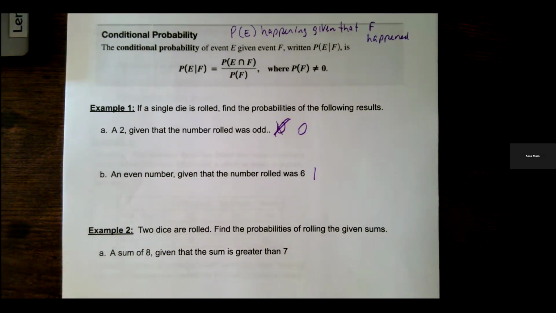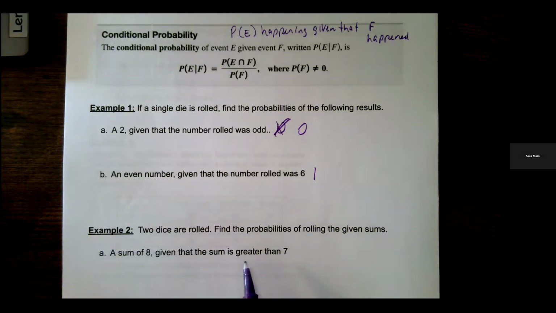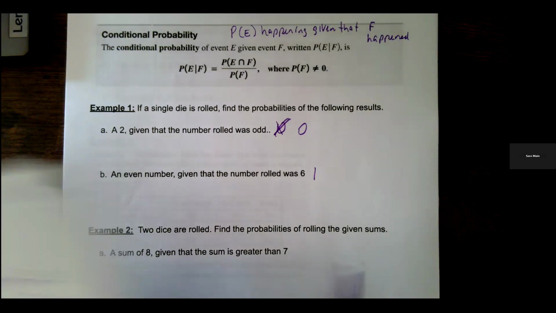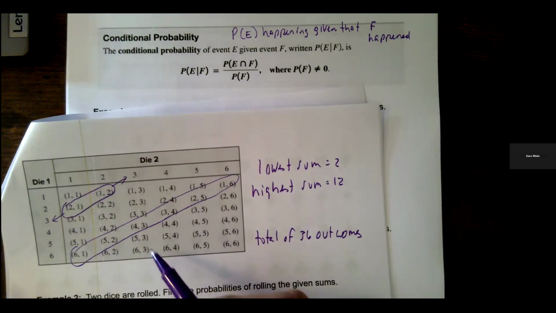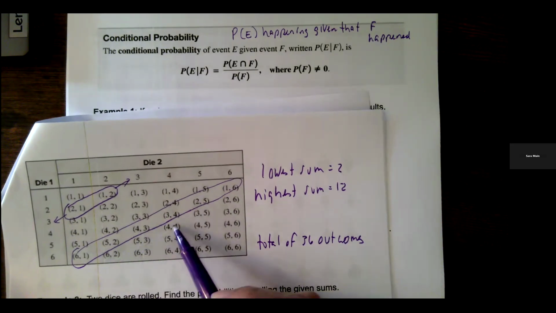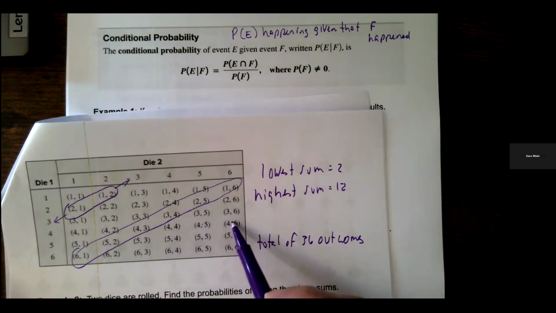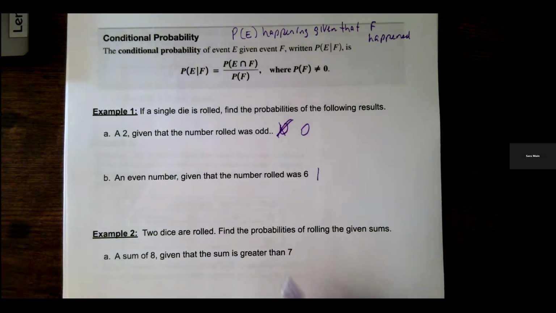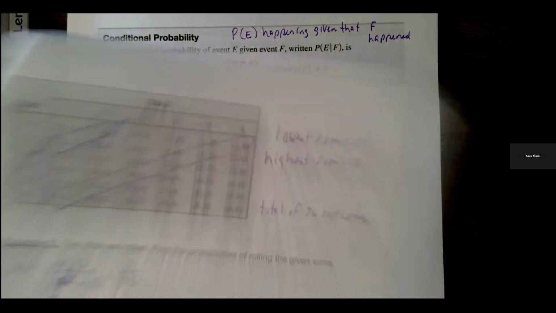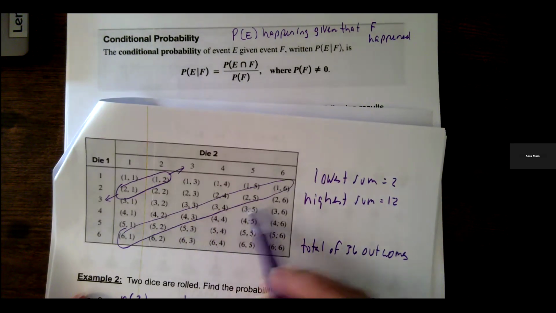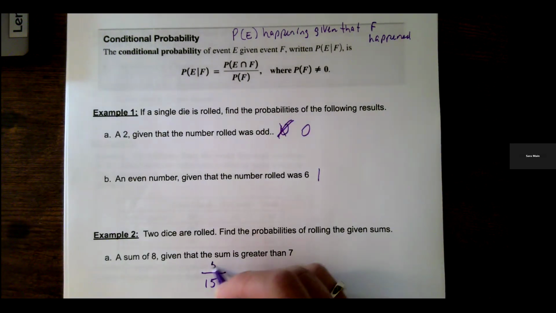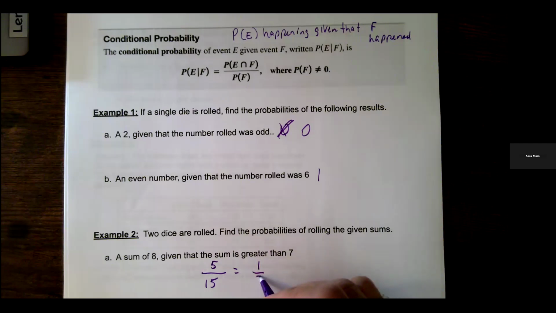Now let's look at when 2 dice are rolled. Given that 2 dice are rolled, find the probabilities of rolling the given sums. So a sum of 8, given that the sum is greater than 7. Given that it's greater than 7, it would have to be 8, 9, 10, 11, or 12. So there are 15 possible outcomes. Out of the 15 possible, what is the likelihood of getting the sum of 8? The sum of 8 can happen 5 ways. So 5 out of 15 or 1/3.